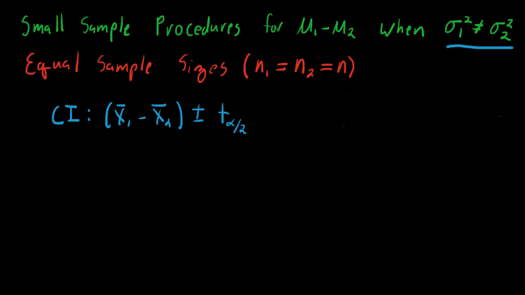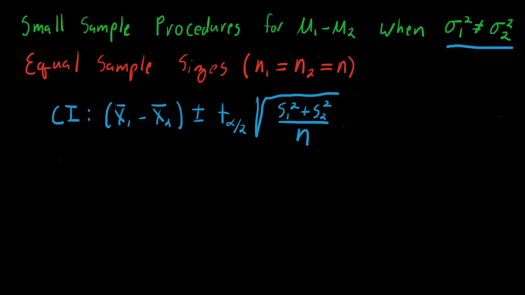So at this point we're doing the exact same confidence interval, but now we have a slight modification to what our standard deviation is going to look like. So our standard deviation is now going to be s1 squared plus s2 squared all over our n value. So again, this is the n where it's equal to n1 or n2, and we take the square root of all of that. And that's going to be our new confidence interval for our mu1 minus mu2.